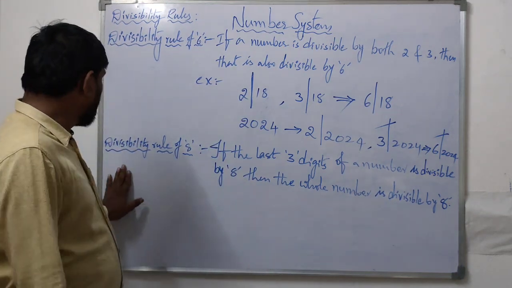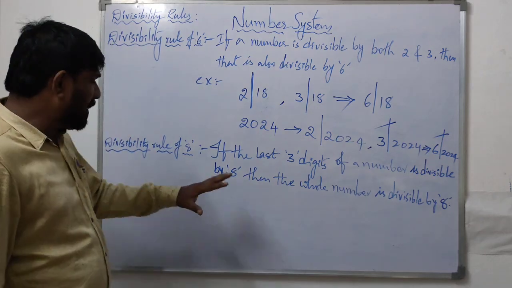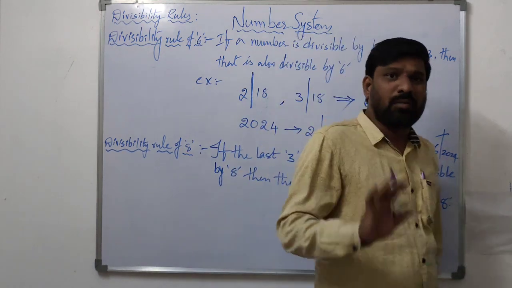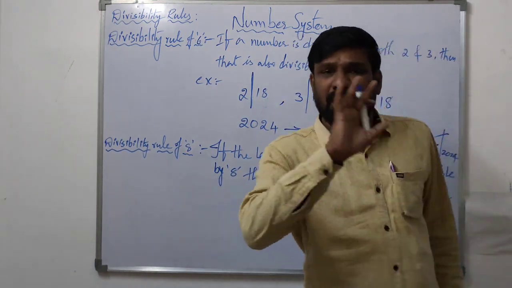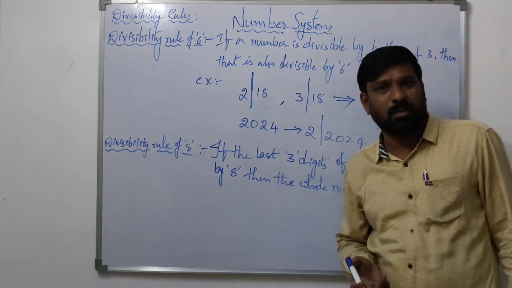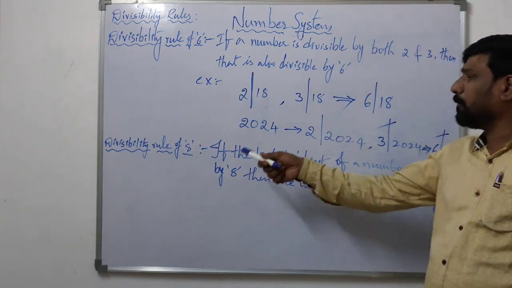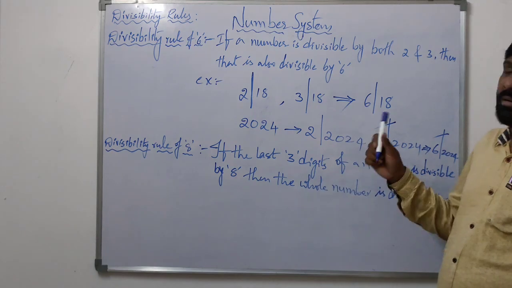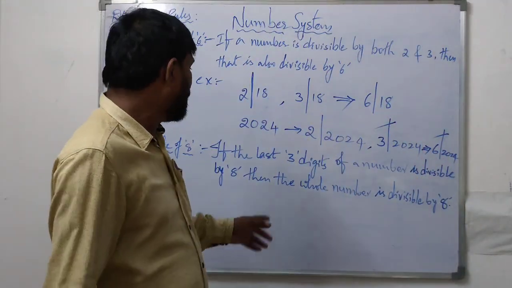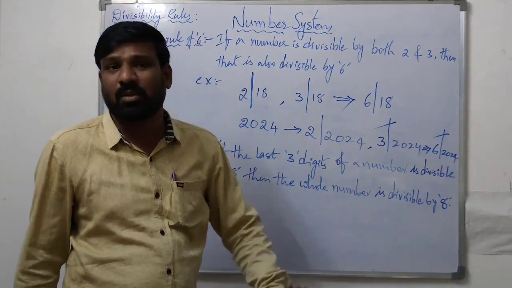Okay? Now divisibility rule 8. This is similar to divisibility rule 4. In the divisibility rule 4, what we did: if the last 2 digits of a number are divisible by 4, then the whole number is divisible by 4. But in the case of 8, same but not 2 digits, 3 digits. If the last 3 digits of a number are divisible by 8, then the whole number is divisible by 8.